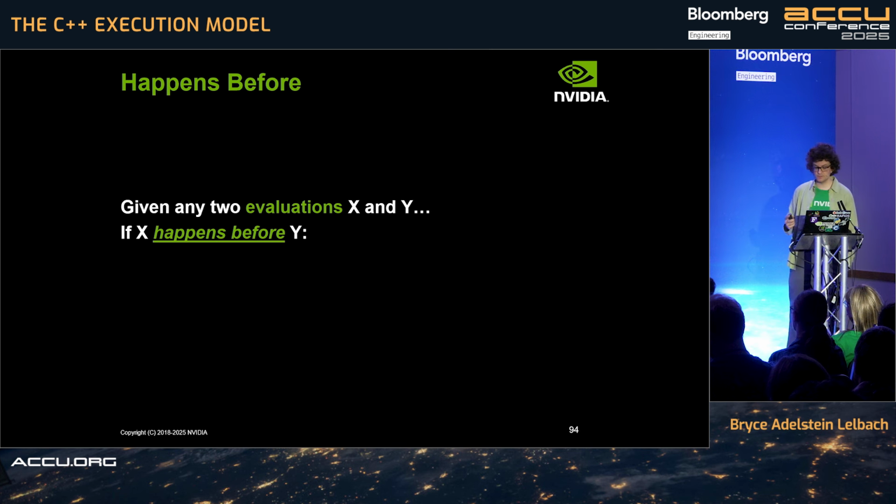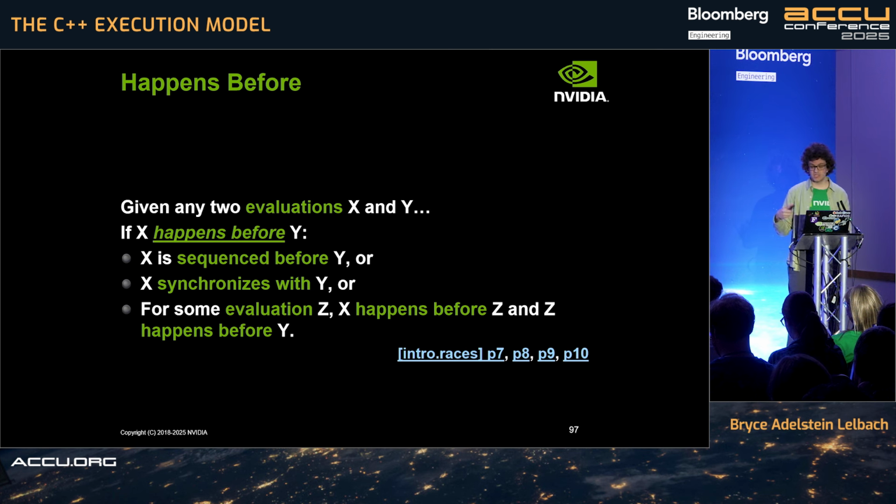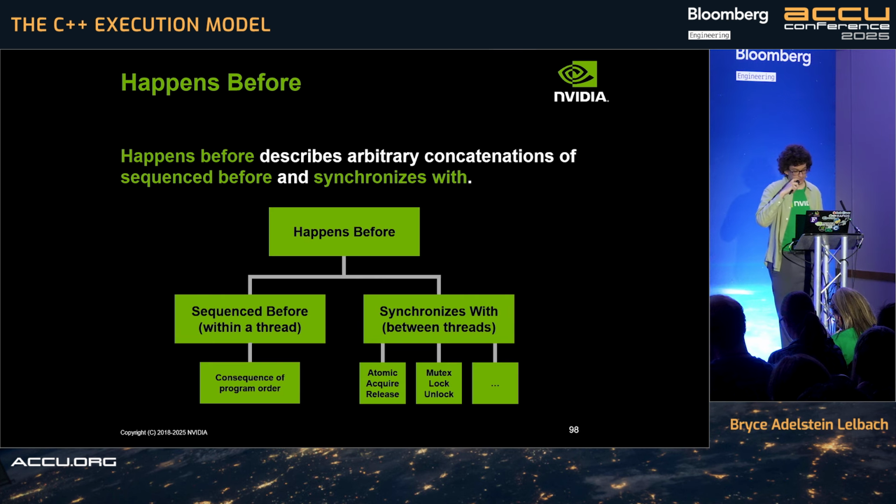So next we have the most important ordering relationship, which is happens before. So given any 2 evaluations, x and y, if x happens before y, then x is sequenced before y, or x synchronizes with y, or for some evaluation z, x happens before z, and z happens before y. So the happens before ordering describes arbitrary concatenations of sequenced before, which is the ordering within a thread, and synchronizes with, which is the ordering between threads.